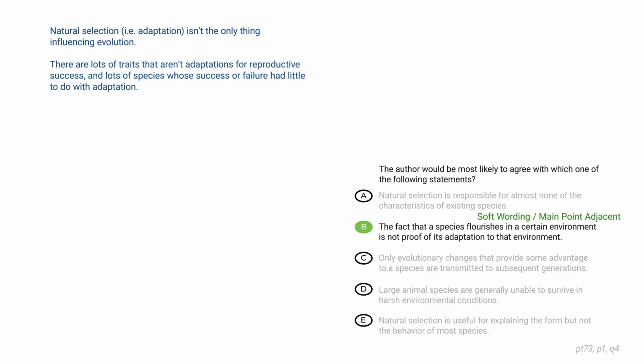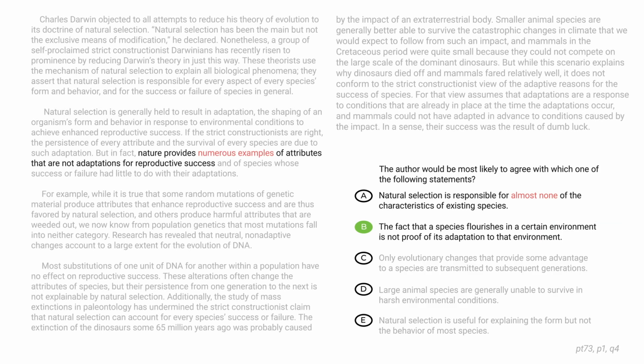Let's take a look at those wrong answers. We were nervous with A about almost none, and that is too strong. Our author was rebutting and saying, whoa, natural selection doesn't explain everything. There's numerous examples of things not explained by natural selection. But A is way stronger. It's saying natural selection explains almost nothing. So that goes way beyond what the author said.